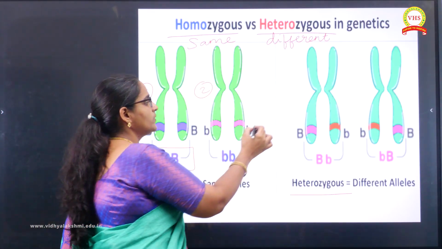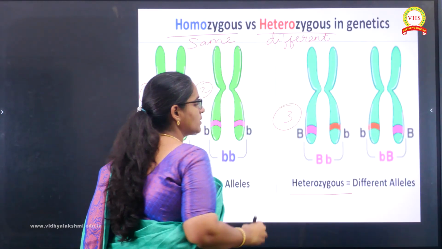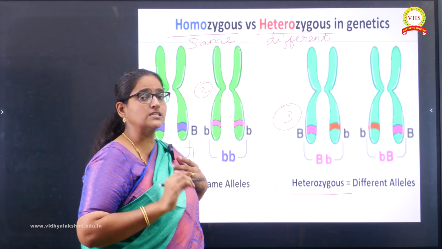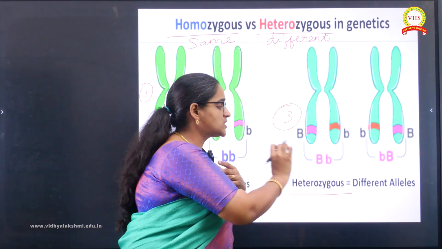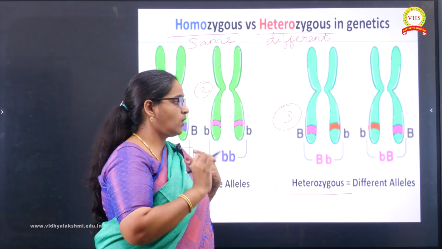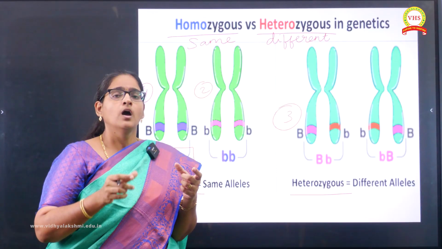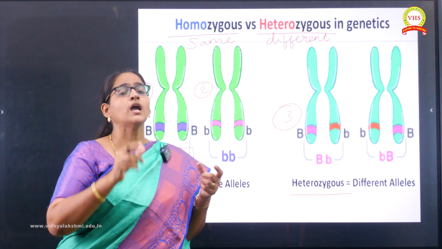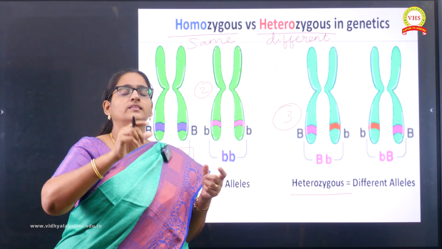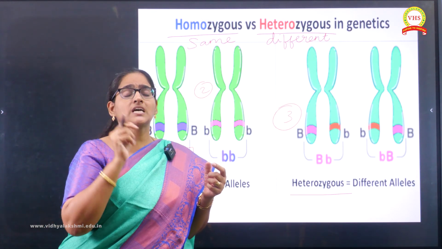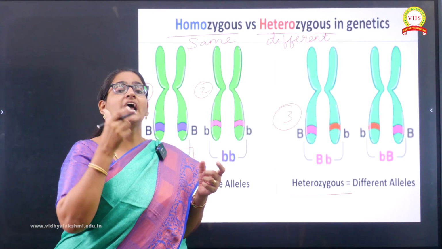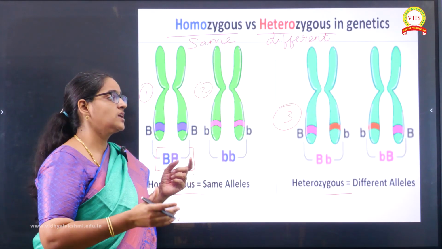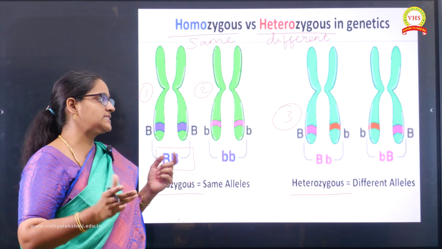Here is the opposite term, heterozygous. If you look at chromosome number 3, one chromatid has capital B, that is the dominant allele. The other one has small b, that is the recessive allele. So a particular chromosome carries two different alleles. A single chromosome is carrying two different alleles on its chromatid structure. Such chromosomes are said to have heterozygous alleles. So if the alleles are the same, it is called homozygous. If the alleles are different, it is called heterozygous.